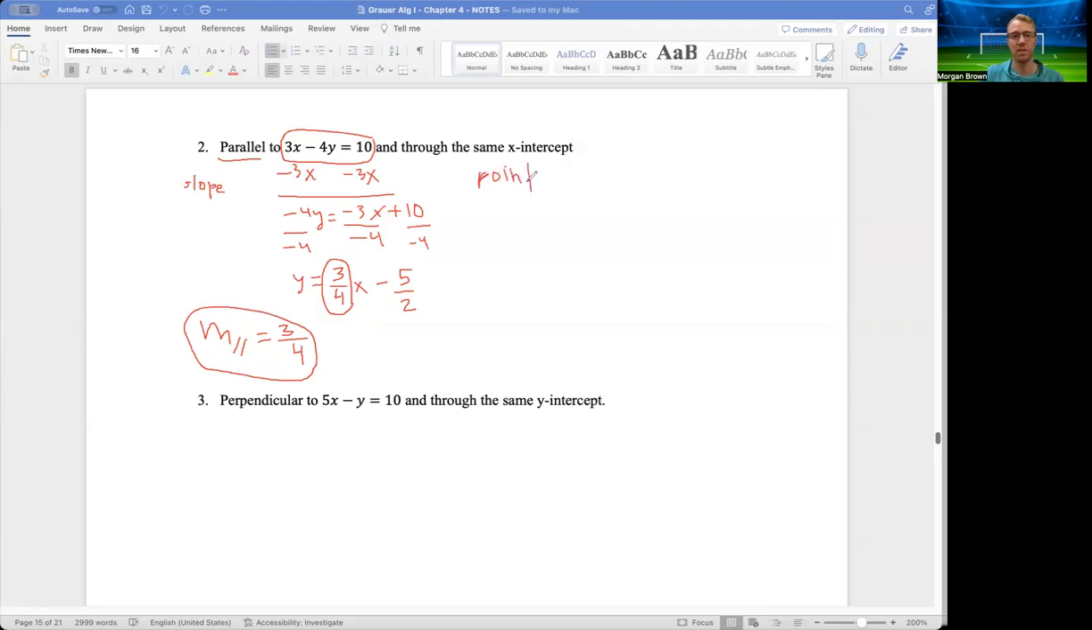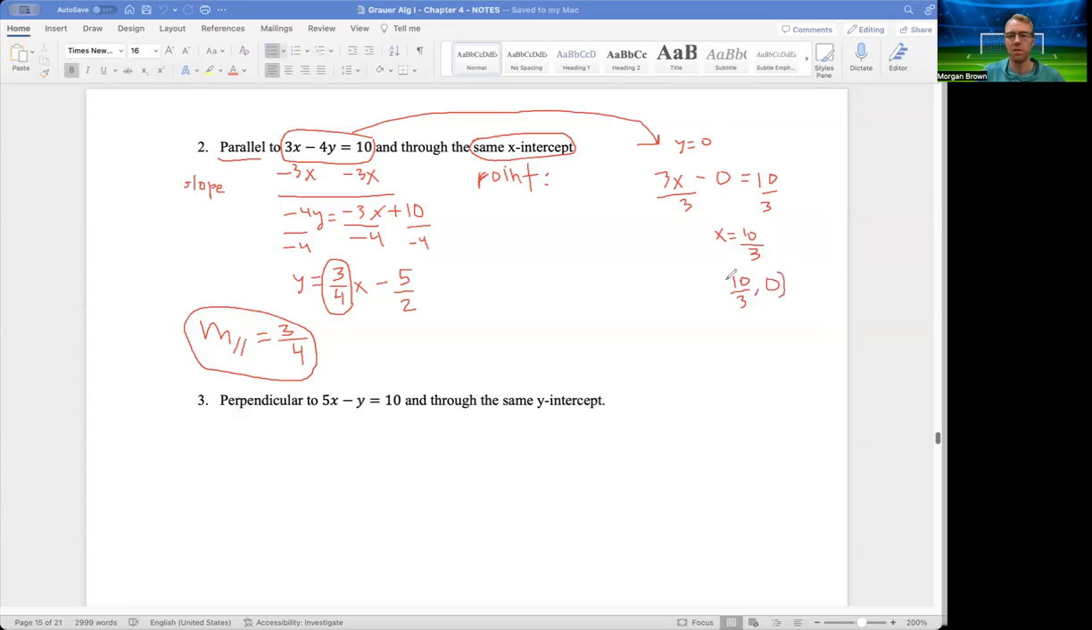And again, it doesn't tell us the actual coordinates of the point, but it does say use the same x-intercept. Okay, so I need to take this equation and find the x-intercept. But again, we've done that many, many times. To find an x-intercept, we're going to set y equal to 0. So I plug in a 0 in place of the y, and we get 3x minus 0 equals 10. Great, divide by 3, divide by 3, and I got x equals 10 over 3. But remember, that's an x-intercept, so it's actually a coordinate point. So it's going to be 10 over 3, comma 0.